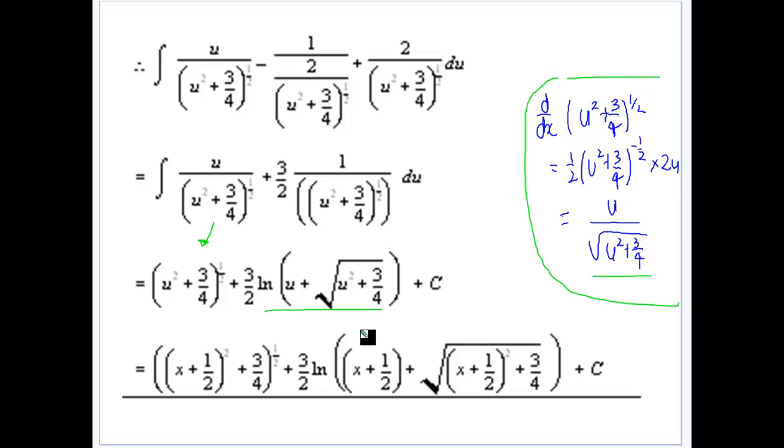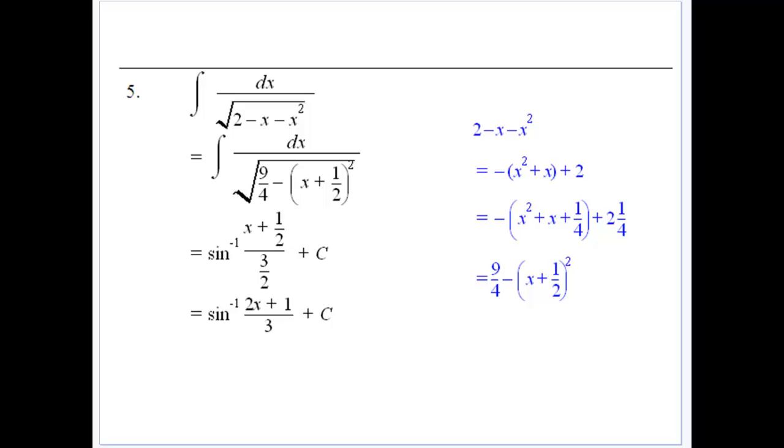Let's come up again. Next question. And then we can do our substitution of u back for x plus a half. Again, not easy. Be really careful with it. Learn these manipulations that you can do.